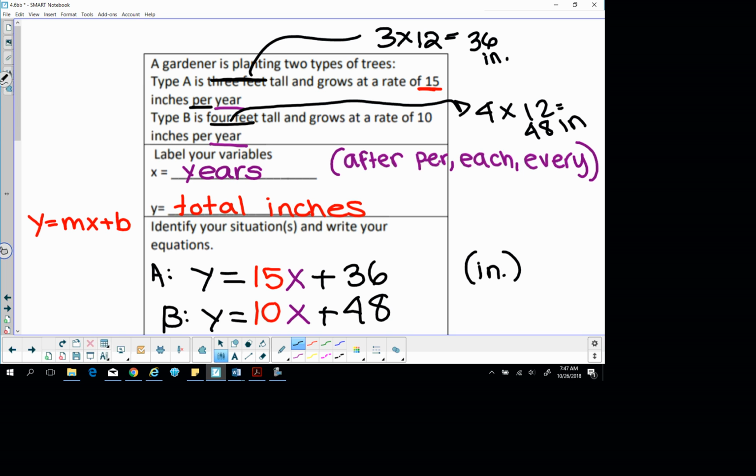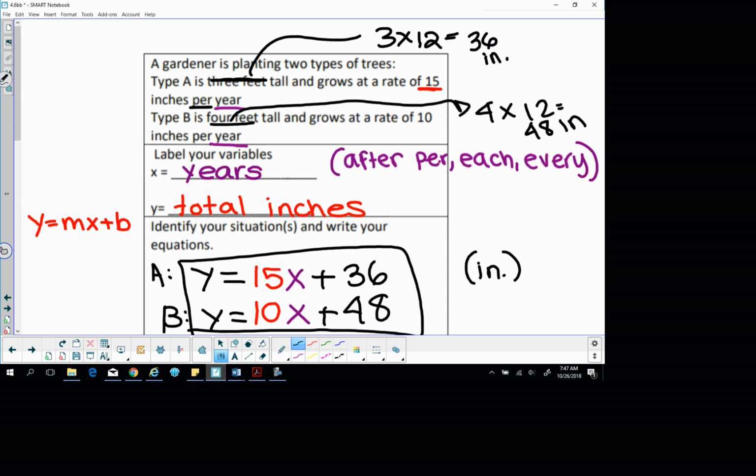And so this isn't anything that's really new. This is from last unit. But you do need to remember how to put things into slope-intercept form. And now we can see they're both equal to y. Do you guys see this? See how they're both equal to y? What will we use to solve them? Elimination, substitution, or graphing?